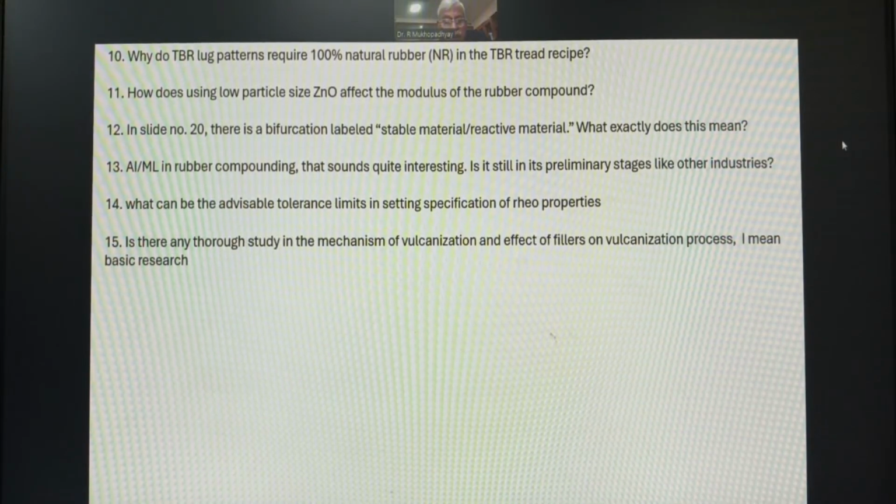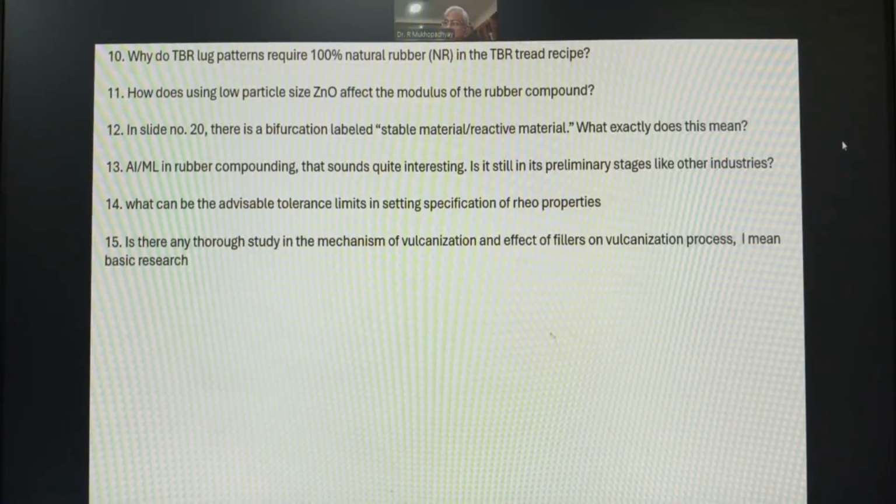So the reactive materials, what are the fumes they give off in the mixing area and curing area? The sulfur reacts and may form nitrogen dioxide. Similarly, the silane coupling agent, part of the accelerators, and activators like zinc oxide form complexes. So these are called reactive materials.